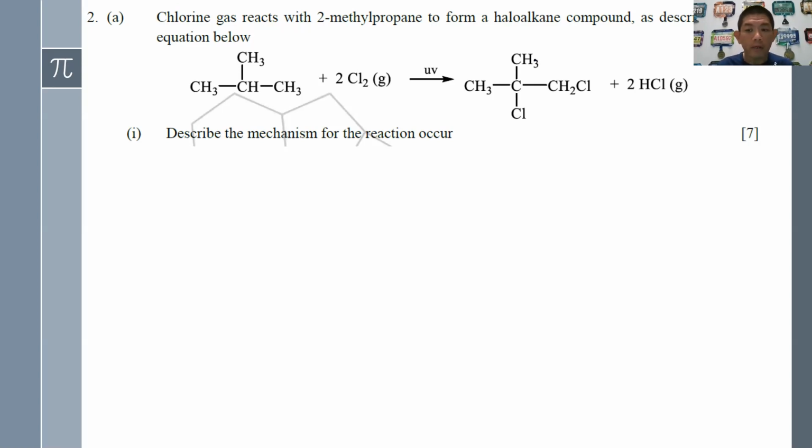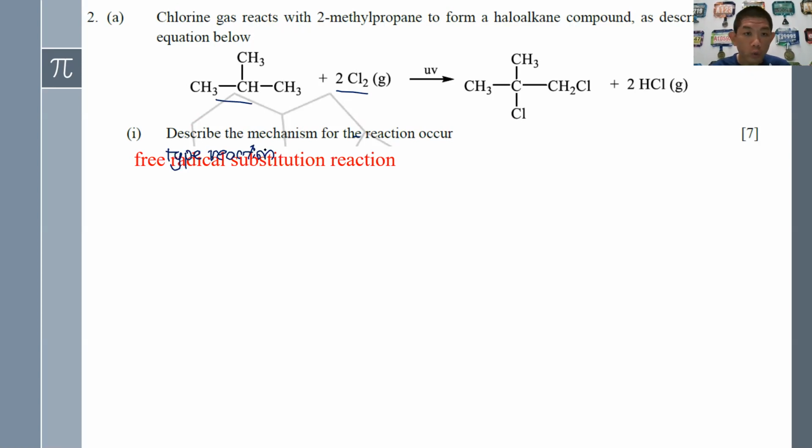A few things that you might want to take note of before answering this essay question: this is an alkane reacting with UV. Now this is an alkane reacting under UV, so you must know by yourself what the type of the chemical reaction is. The type of the reaction is definitely a free radical substitution reaction.